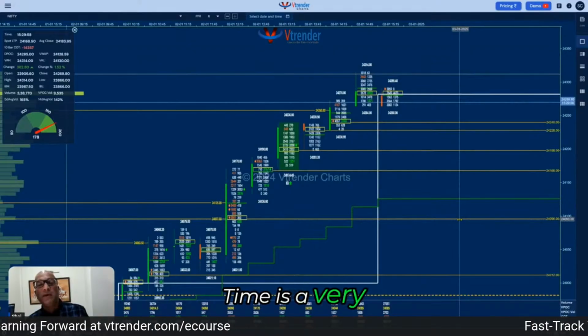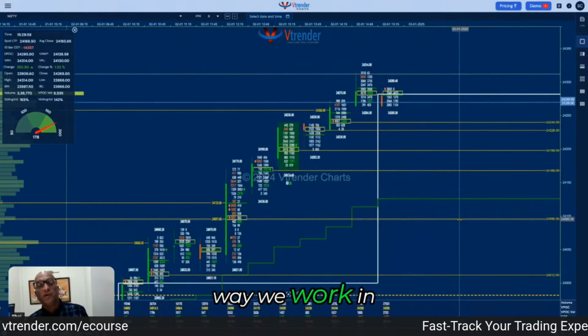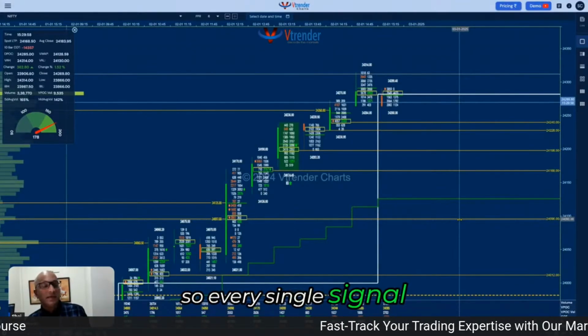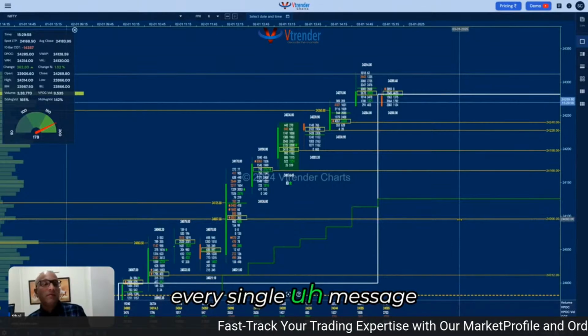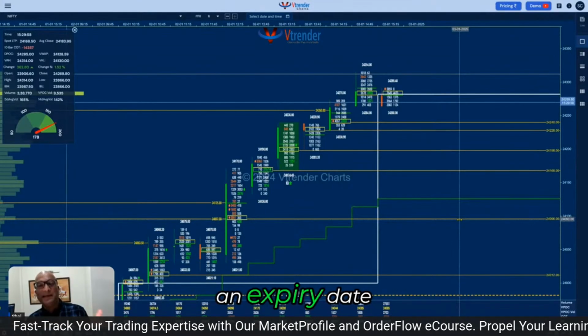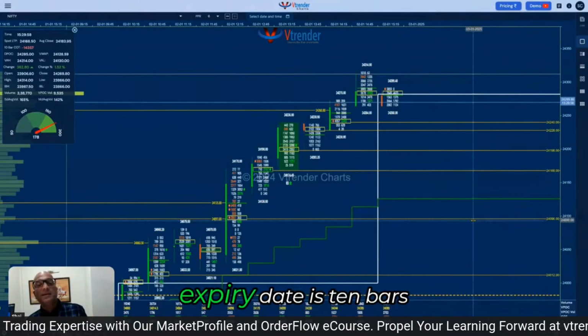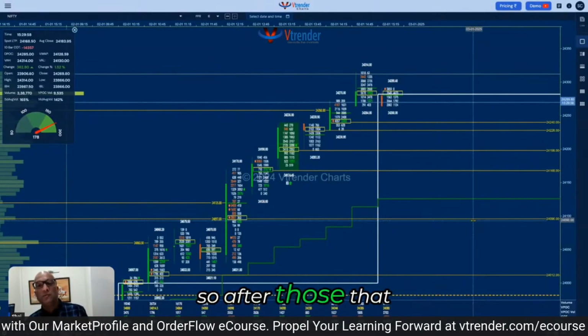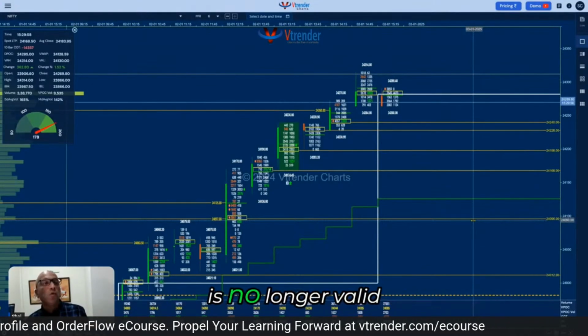Time is a very critical element of the way we work in our markets. So every single signal, every single message which comes to you has a defined time to it, an expiry date. And for us, that expiry date is 10 bars. So after that expiry date, that signal is no longer valid.